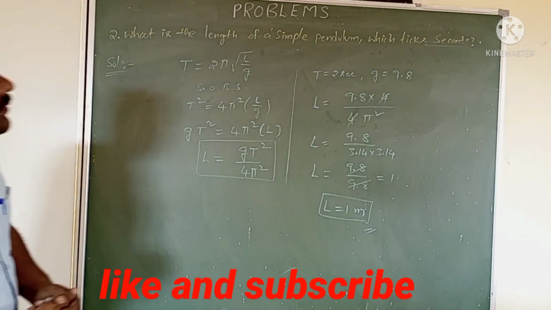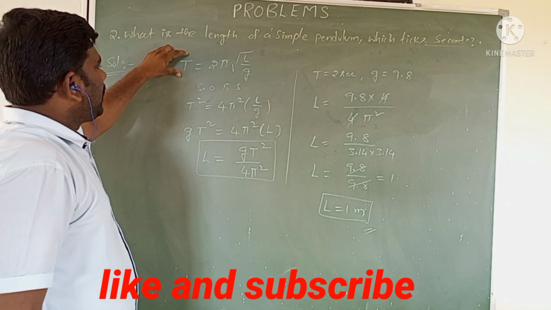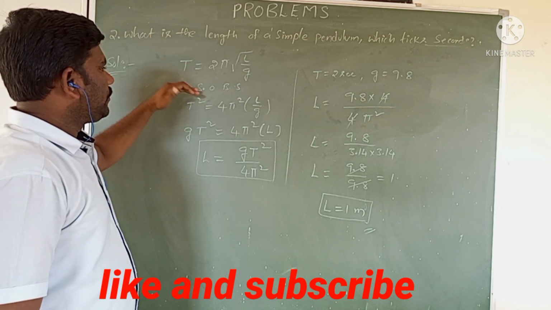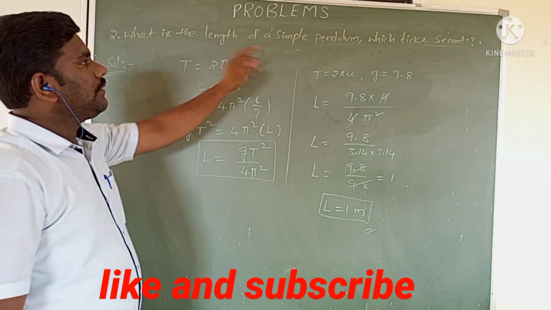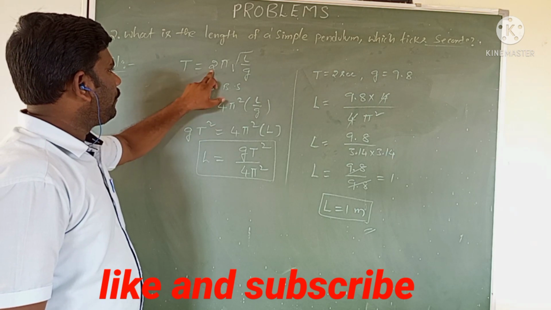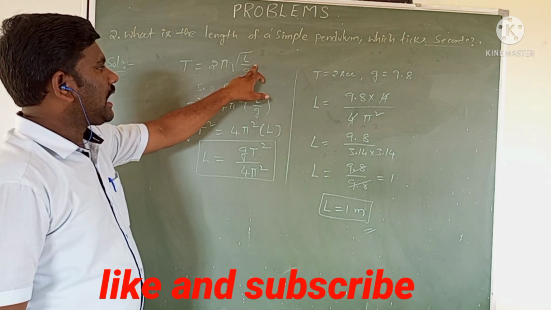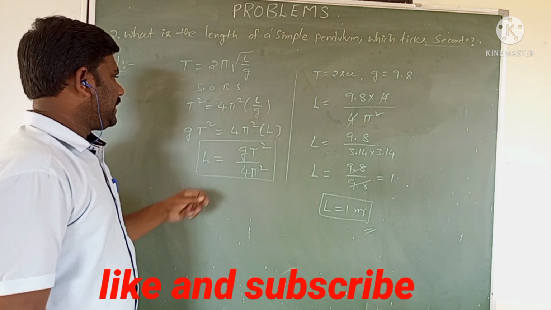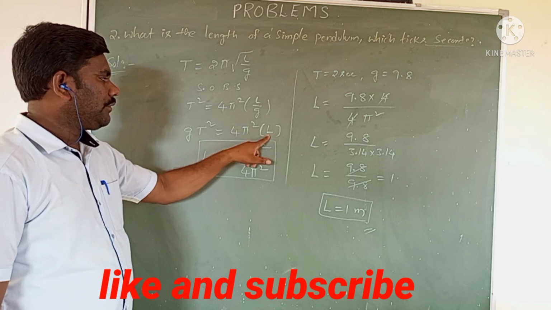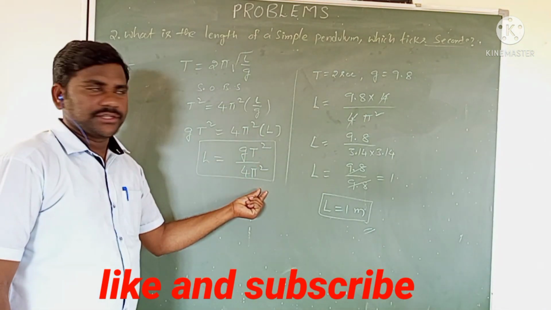Okay, students. So once again, repeated. The time period T is equal to 2 pi square root of L by g. So we can find out the length of the pendulum. Then we square on both sides. T square is equal to 2 square, 4 pi square. Square and root cancel, then we get L by g. Then we take g T square is equal to 4 pi square into L, where L is equal to g T square by 4 pi square.